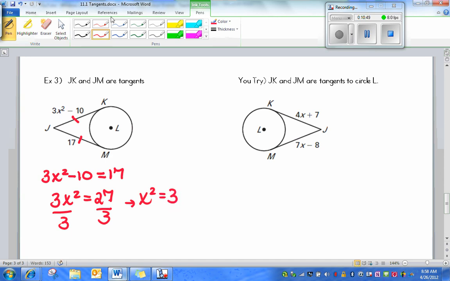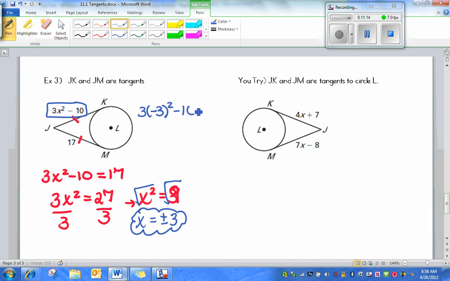Oops, not 3, 9, I skipped a step. X squared equals 9. Now remember, when I go from a squared to a square root, I have to put the plus or minus in front. So x equals plus or minus 3. Now usually in geometry, we reject the negative, but if you look up here, if I plug negative 3 into x squared, it will actually work. 3 times negative 3 squared, okay, negative 3 squared is positive 9. So here I really have 27 minus 10, which gives me 17. So both answers are correct.